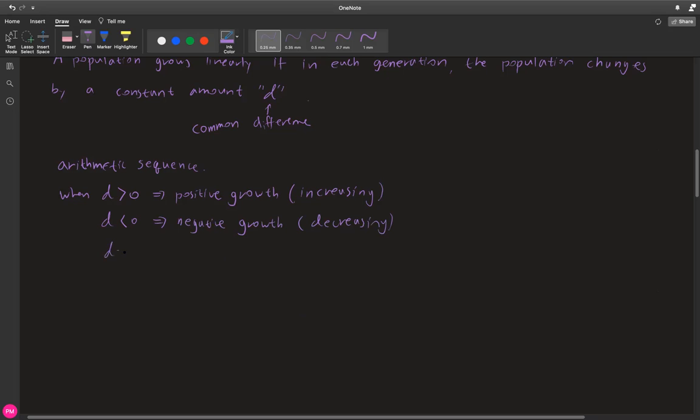But when D is 0, it's not positive, it's not negative. We call it a zero growth. Or in other words, this is just a constant.